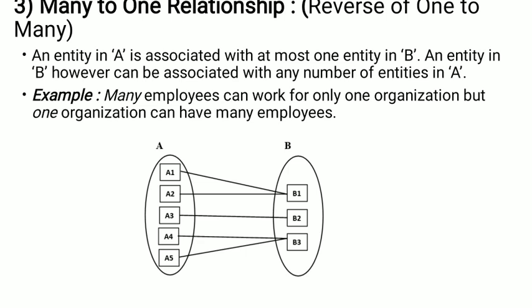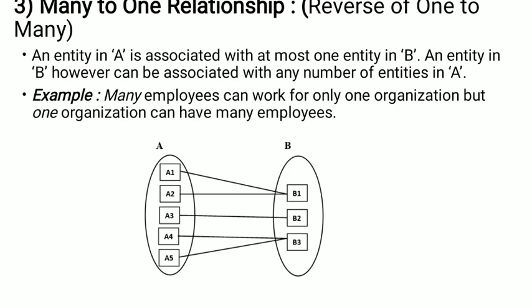Here, the first entity set A contains five instances, A1 to A5, and the second entity set B contains three instances. A1 and A2 are associated with a single entity, B1, A3 and A4 with B2, and A5 with B3. That is called a many-to-one relationship. The best example is that many employees can work for only one organization, but one organization can have many employees. Many employees and one organization: that is many to one.